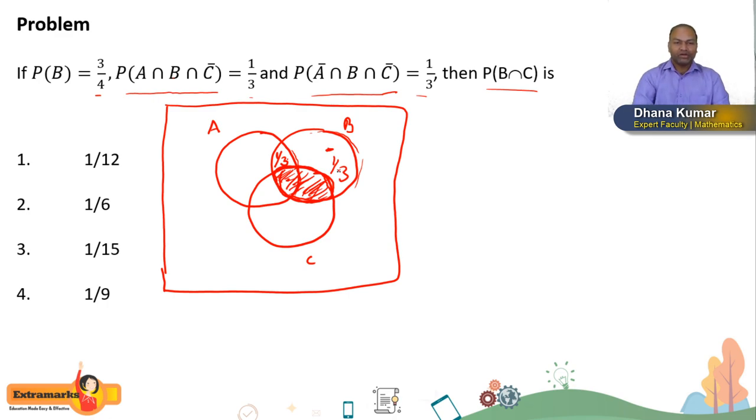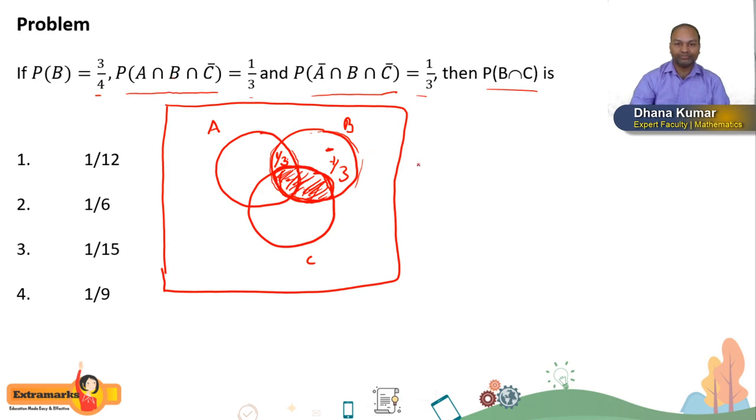Understood? Fine. Now you observe this one. We know that complete B circle. We know this portion, this portion. We want this one. Obviously, how to find this one? Required portion is equal to total area minus sum of these two. Correct or not? Right. So here I am writing that one.